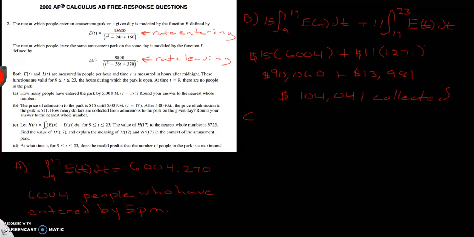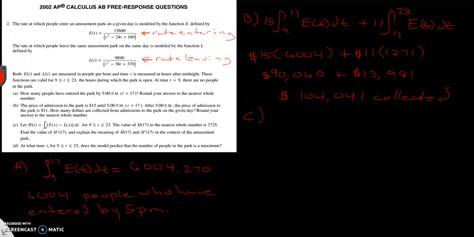Okay, part C. Let H of t equal the integral from 9 to t of E of x minus L of x, dx, for 9 ≤ t ≤ 23. The value of H of 17 to the nearest whole number is 3,725. Okay, that's good. They did that for us. Find the value of H prime of 17. Explain the meaning of H of 17 and H prime of 17 in the context of the amusement park.